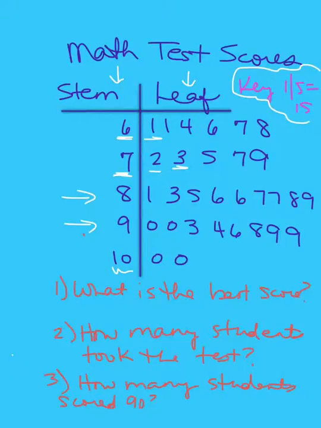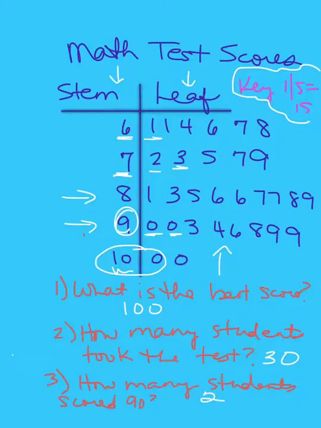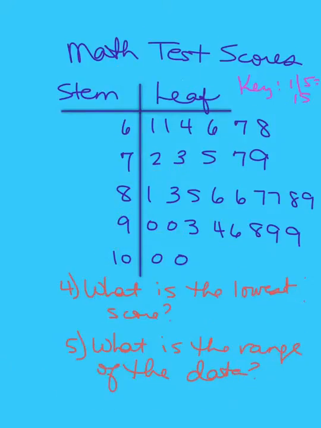Number 1 says, what is the best score? So I go to the bottom and I realize my highest score is 100, and it looks like 2 people have scored 100. Number 2 says, how many students have taken the test? So I would have to count all of my different values here, and if you count those up, it looks as if 30 students took the test. The last question here says, how many students scored a 90? Well, here's my 9, and I have 1 here, and there's a second one. So it looks like 2 students scored a 90 on this particular math test.